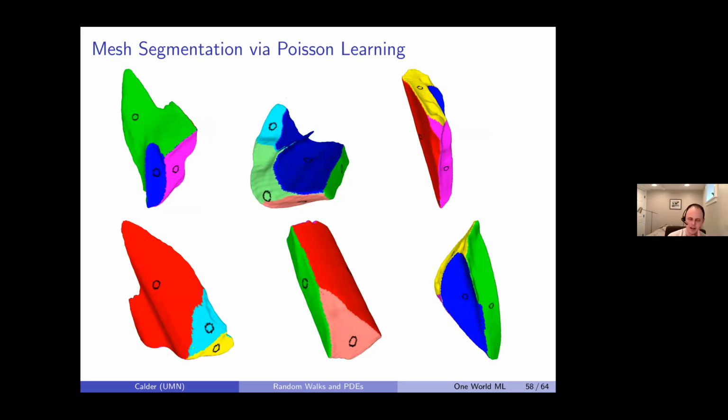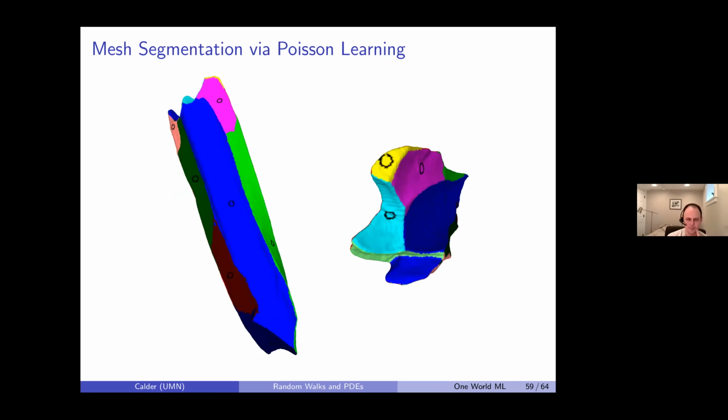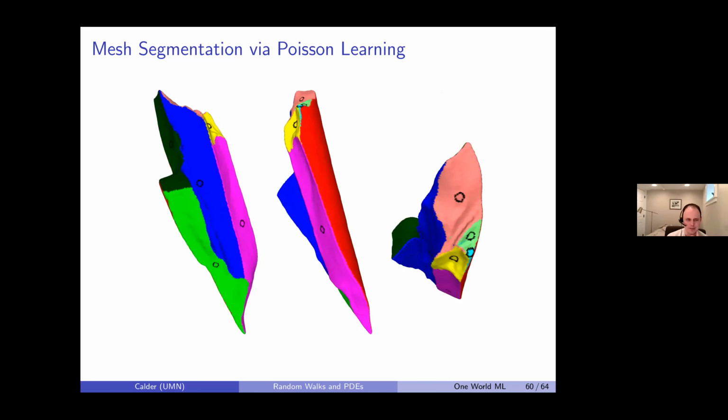So we ended up using Poisson learning, where you allow the user, like the anthropologist, to select a point in each face that they want to segment, and then you run Poisson learning, and it segments the mesh like that. So it's a semi-supervised or co-supervised mesh segmentation. So here are 3 different examples, another more complicated example here, another one here.